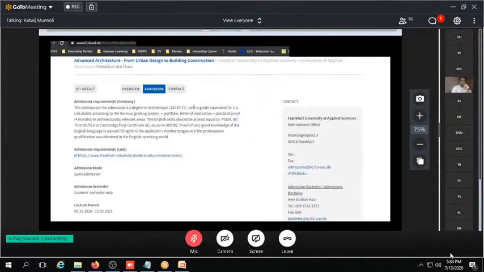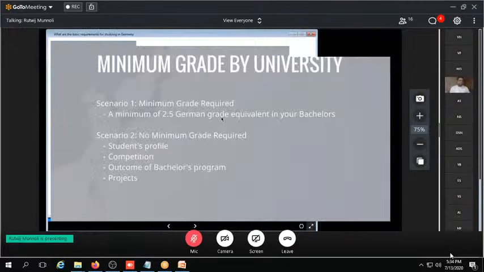I've taken this example with a grade equivalent to 2.3. So they are saying that you must have scored 2.3 or below in your bachelor's course. This kind of cutoff is what they set in the universities over here. So according to this requirement, your bachelor's final grade should be equivalent to 2.3 or less, that is between 1 and 2.3. If you want to calculate your CGPA in German grades, there are many websites you will find if you Google it. Just Google CGPA to GPA converter, and you will get it.